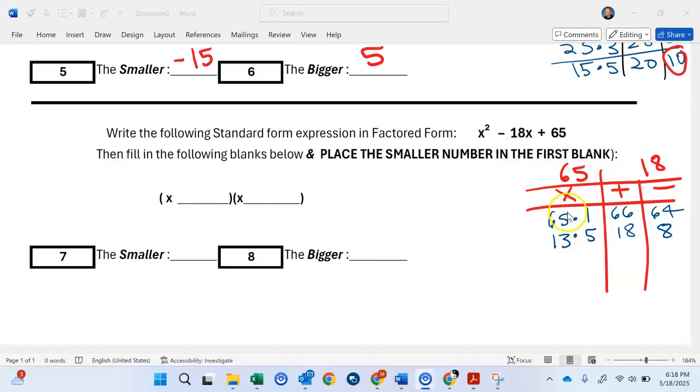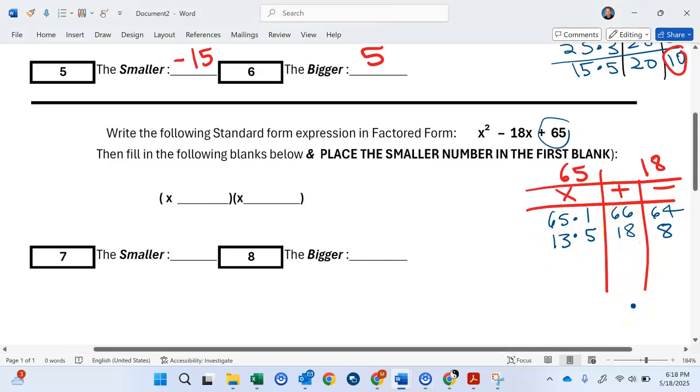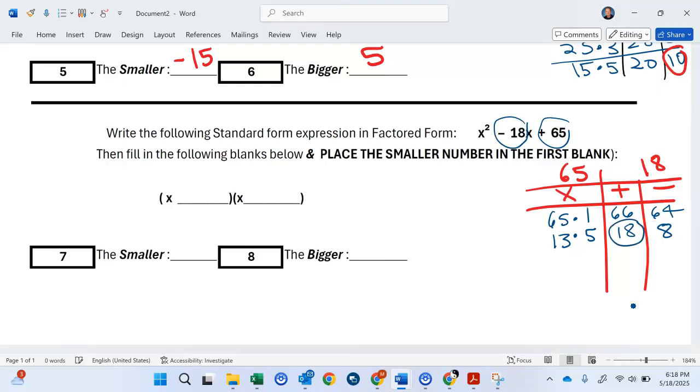Okay, so when I look at this over here, I see that I got to the second row, and I was able to see that I needed 65, which both of these are 65, but I also need a negative 18, so I see an 18 right there. So that tells me I've got 13 and 5, okay? Now, here's a part that's a little bit tricky. So when I put them together, I need it to be negative 18.